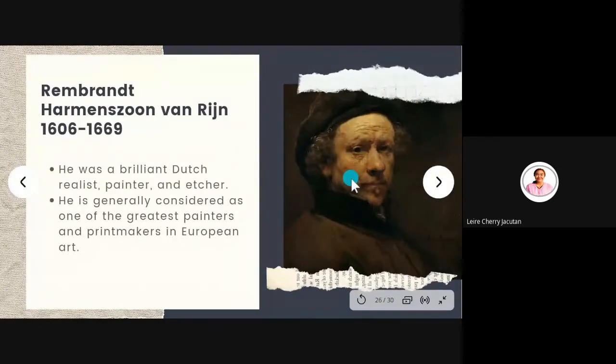Then we have Rembrandt. So, sino si Rembrandt? He was a brilliant Dutch realist painter and etcher. So, nung panahon na yan ng Baroque period, uso na yung printmaking. So, itong si Rembrandt, dyan siya sumikat and kilala siya sa pagkagawa talaga ng mga portraiture niya. Yan, at saka sa printmaking.